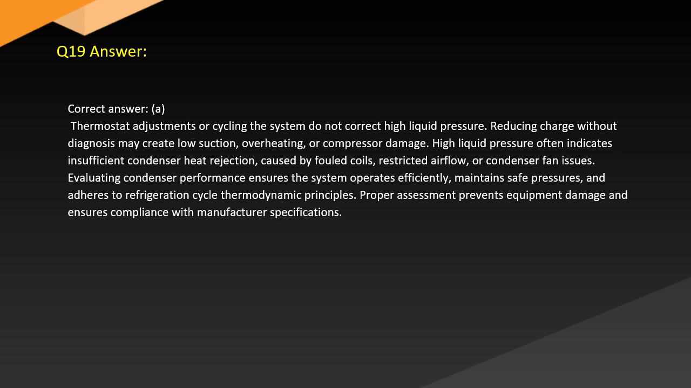Answer. Correct answer. A. Thermostat adjustments or cycling the system do not correct high liquid pressure. Reducing charge without diagnosis may create low suction, overheating, or compressor damage. High liquid pressure often indicates insufficient condenser heat rejection caused by fouled coils, restricted airflow, or condenser fan issues. Evaluating condenser performance ensures the system operates efficiently, maintains safe pressures, and reflects refrigeration cycle thermodynamic principles. Proper assessment prevents equipment damage and ensures compliance with manufacturer specifications.